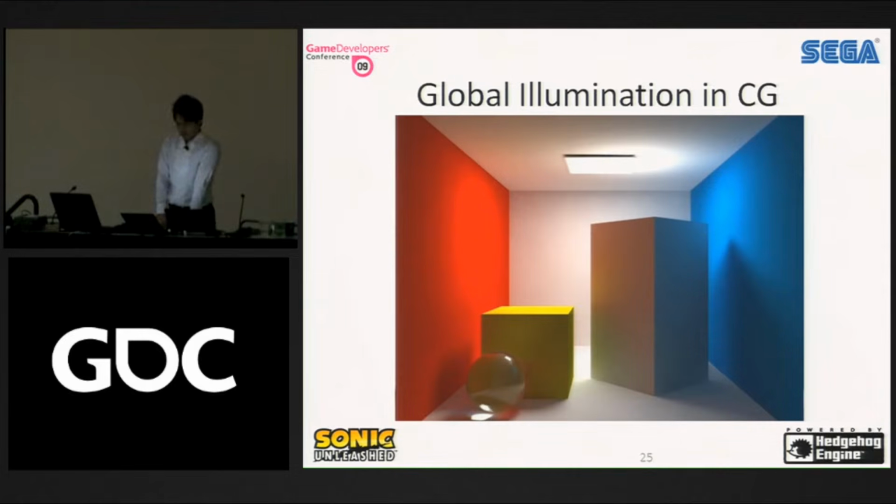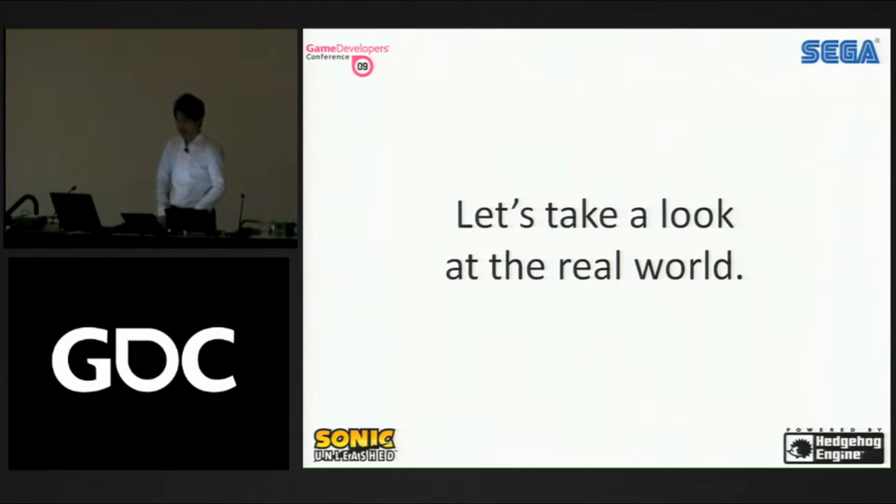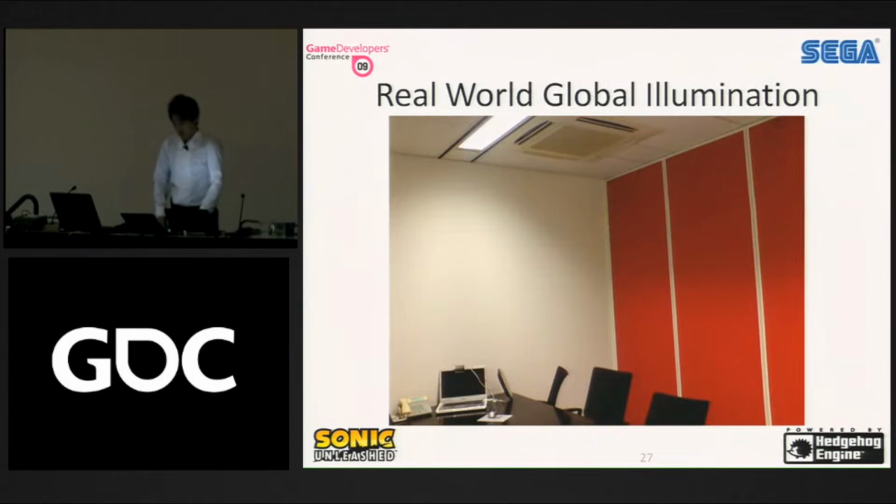This is another example. Various light is reflected off the surface and then lights other objects. For example, you can see yellow light on the blue wall, as you can see here. Various lights are reflected. And I decided to take a look at the real world. I can show you several pictures.